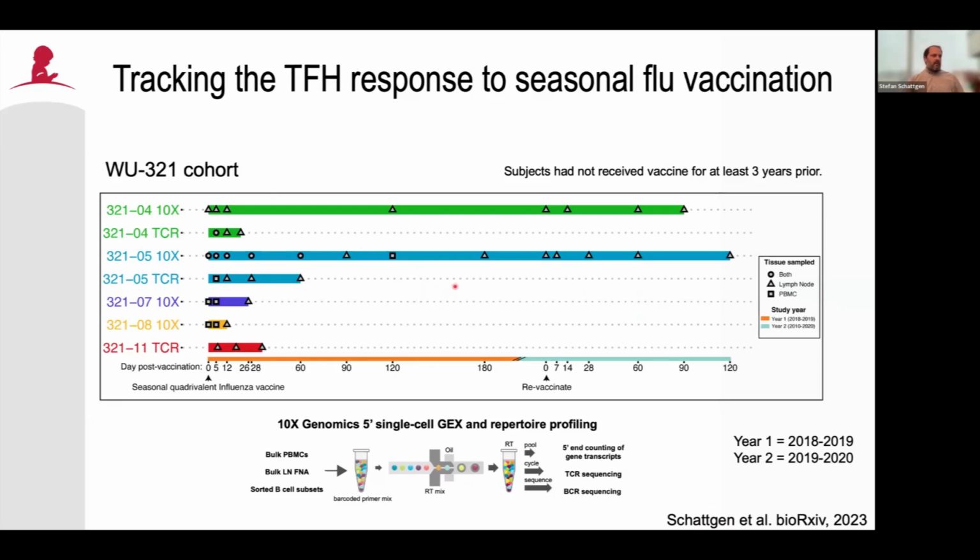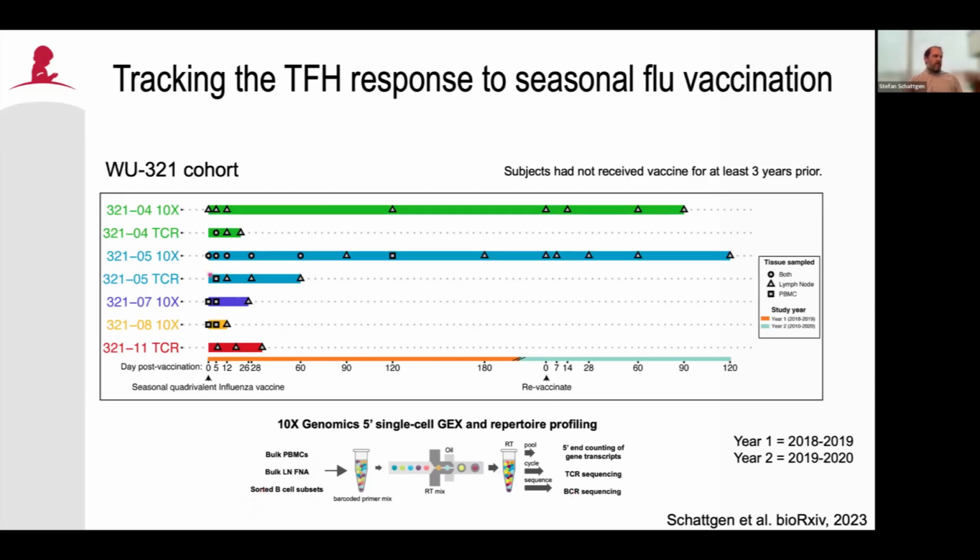And to tackle this question, we use a multi-omic approach where we use the 10x Genomics platform to generate 5' single-cell gene expression and repertoire. Particularly, we also did BCR repertoire profiling, but today I'll be talking about TCR repertoire profiling. And we did this from bulk PBMCs, bulk lymph node fine needle aspirates, or sorted B cell subsets.